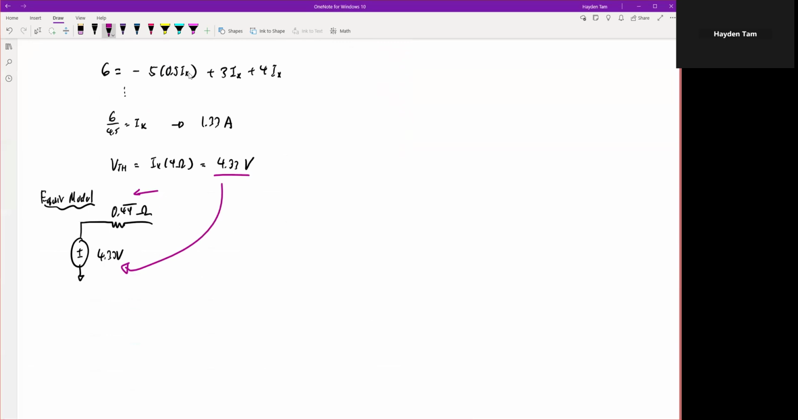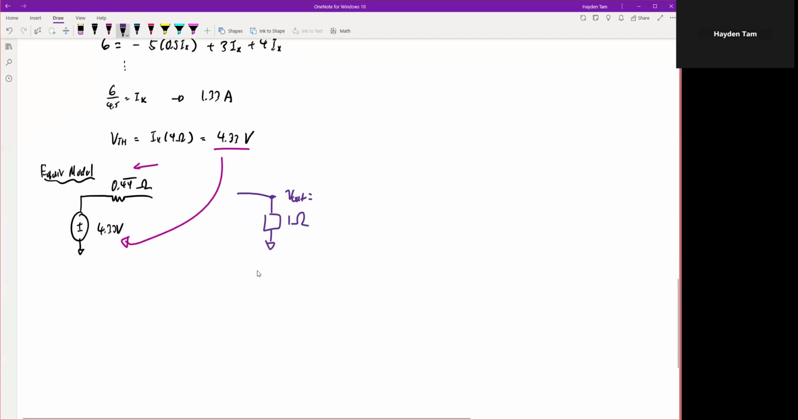And then this helps because now, let's say we have a load. This is going to be really ugly, but let's say it's a 1 ohm load. So now you know what this output voltage could be, right? Because you can just do a simple voltage divider. It's going to be 4.33 times 1 over 1 plus 0.44 bar, if that makes sense.